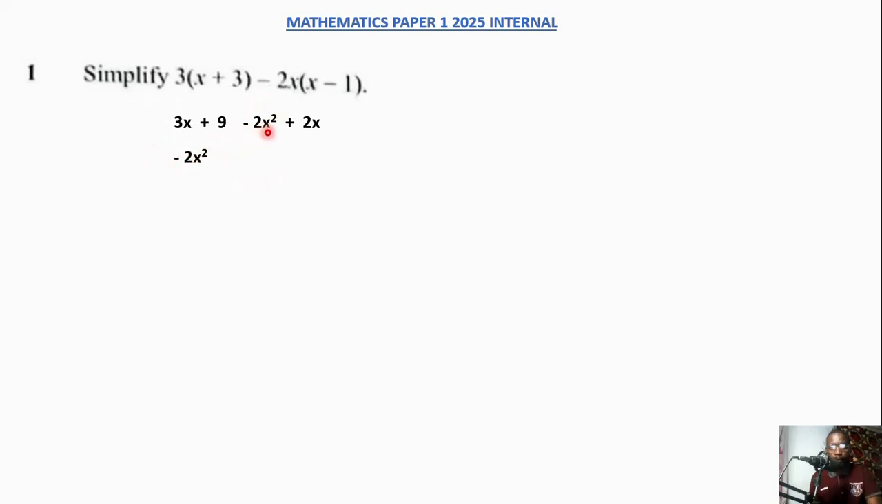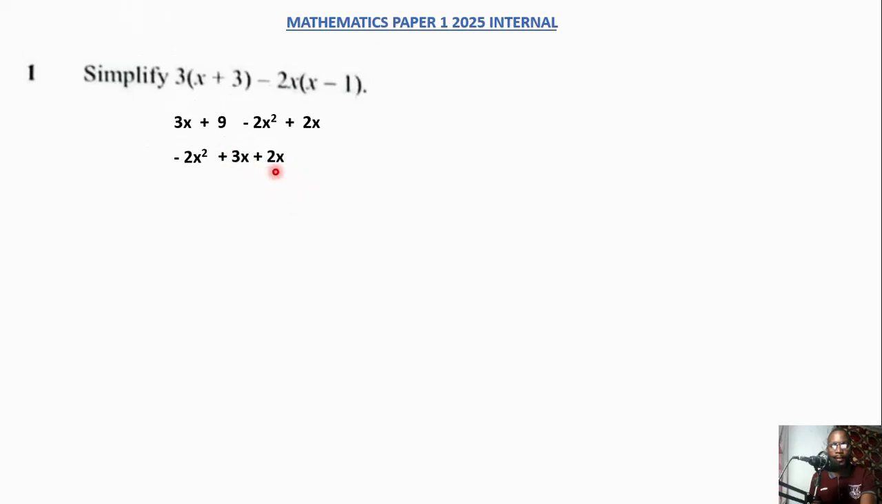Take note, when we are simplifying, please don't change the signs. Here we don't have any equal sign to say it has crossed the equal sign, so it should change its sign. No, don't do that, please. When we are simplifying, we don't have any equal sign, so the signs should remain the same. This is one of the most common mistakes that students make.